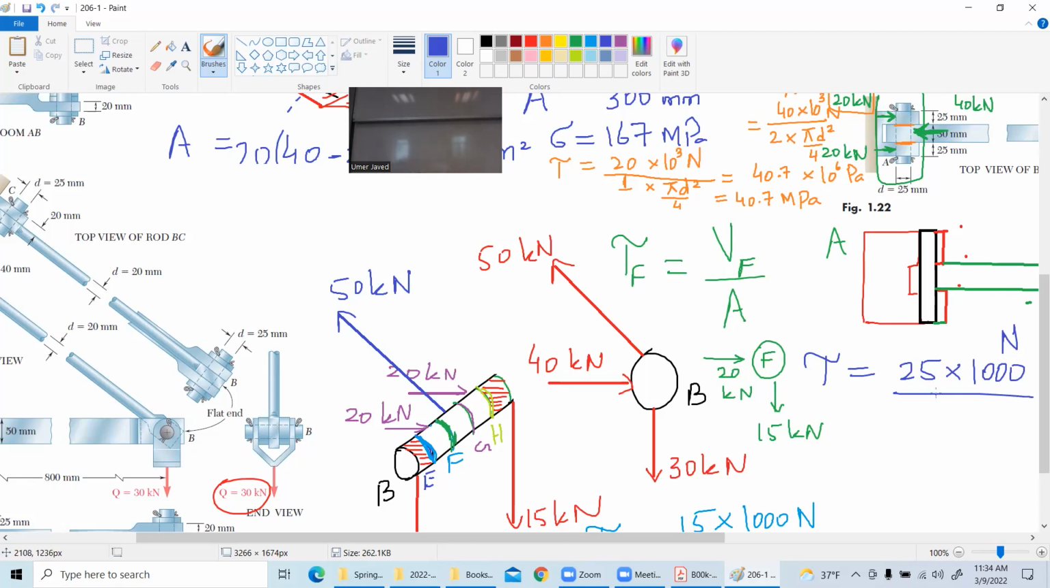Area. I think you can all do it. It's pi d square by 4. What was the final answer? 50.9 megapascals. I don't have the answer written here. 50.9. Nice and easy. Problem is done.